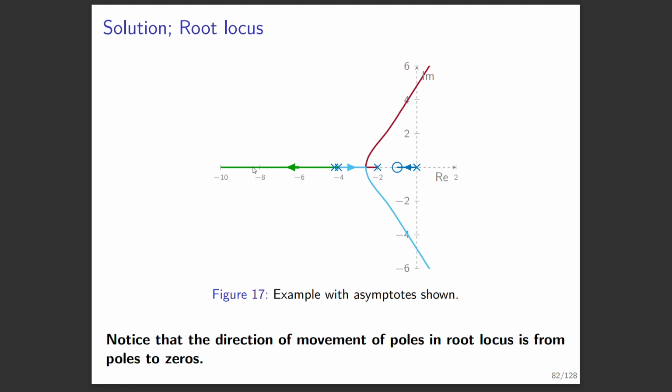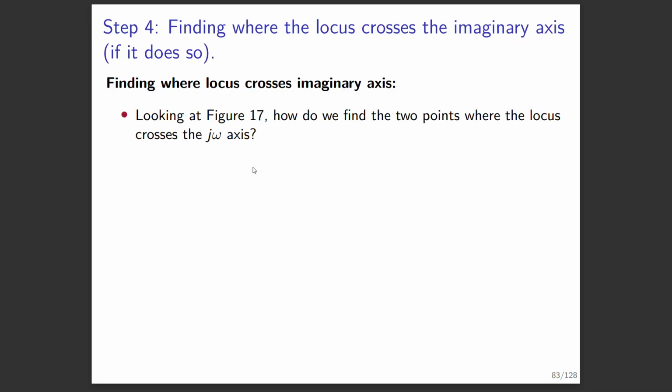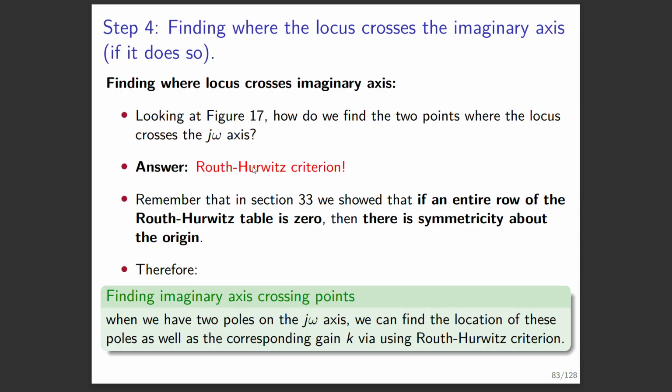How would I find that? So how would I find where the locus crosses the imaginary axis? Well, Routh-Hurwitz. Do you remember Routh-Hurwitz? That was what we used to do. So go back to section 33 and read what happens if an entire row of the Routh-Hurwitz table is 0. As we studied, that means that we have symmetry about the origin, which is what we want here.